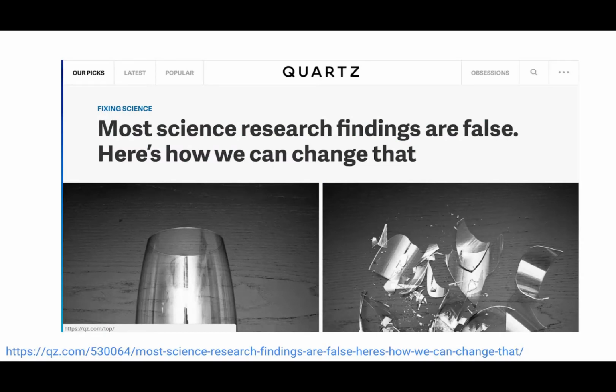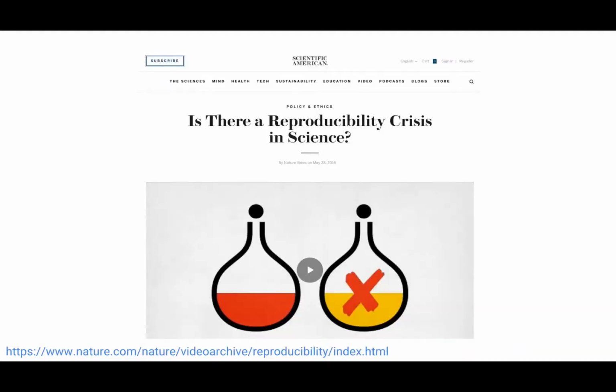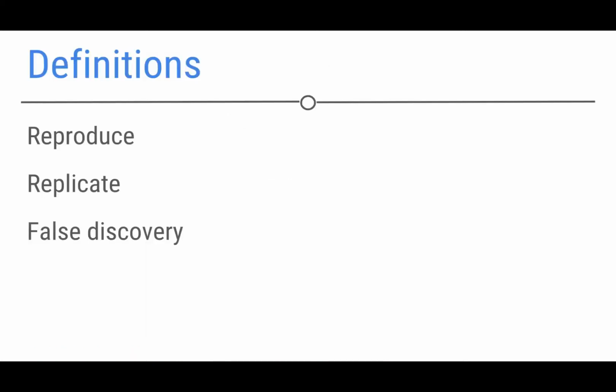If you follow popular writing about science, you might see headlines like this: most science research findings are false. Here's how we can change that. Or, is there a reproducibility crisis in science? So if you're seeing headlines about how most science is false or how there's a crisis, you might think that there's a major problem underlying the medical literature. And to understand that problem, you first have to understand what these statistical terms mean. So in this lecture, we're going to cover what is reproduce, what is replicate, and what is a false discovery.